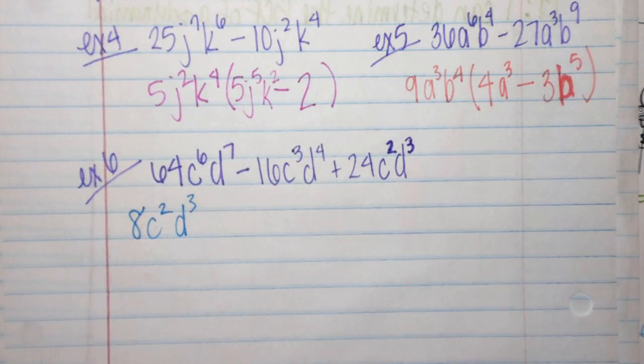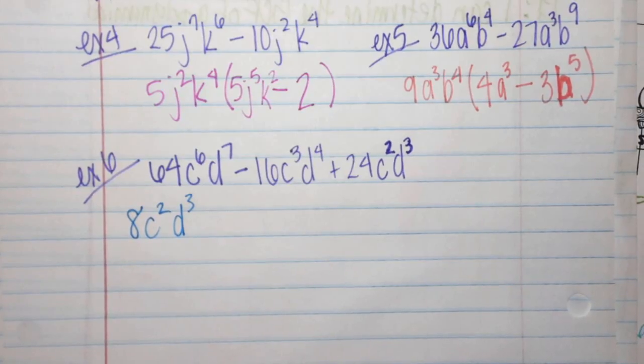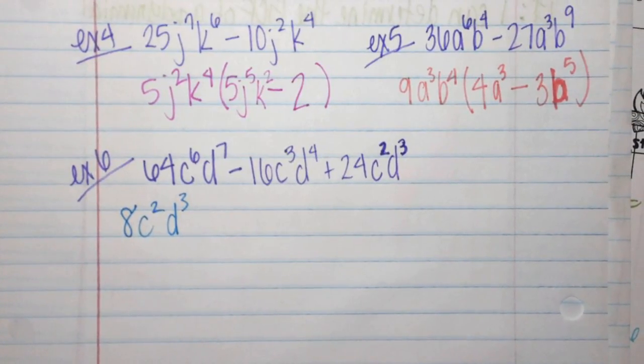What if the first two have the same factor, but then the third one doesn't? You would only take what they all have in common. Then you leave it. We have a special way to do that on Monday.